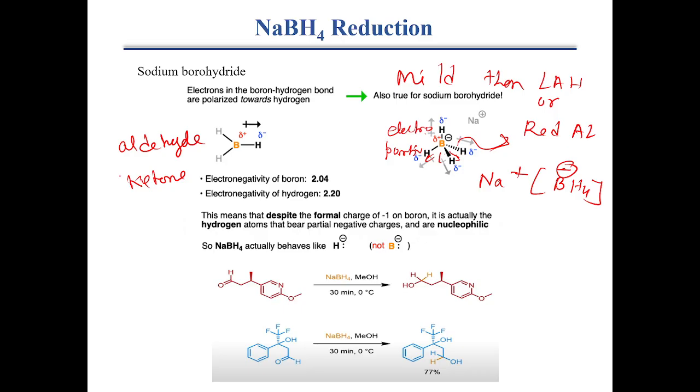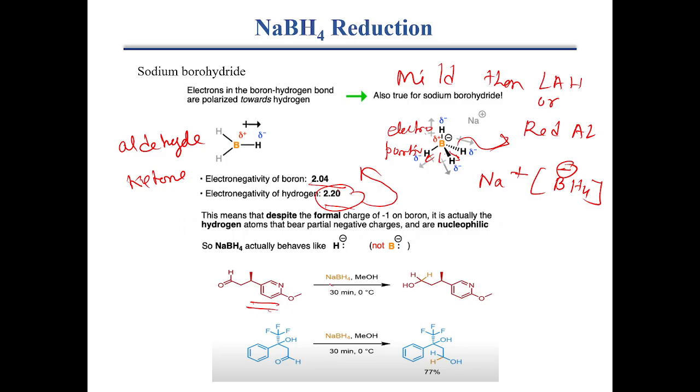not the other compounds. So the electronegativity of boron is 2.04 and the electronegativity of hydrogen is 2.20. So that's why hydrogen is more electronegative and it donates as a hydride source. So if we consider the example, the mechanism is the same as lithium aluminum hydride. So this is the hydrogen.